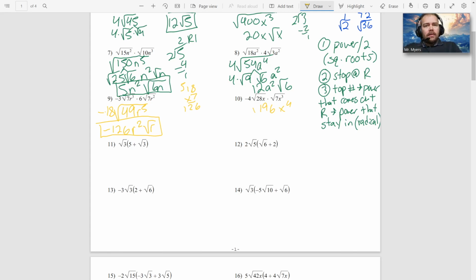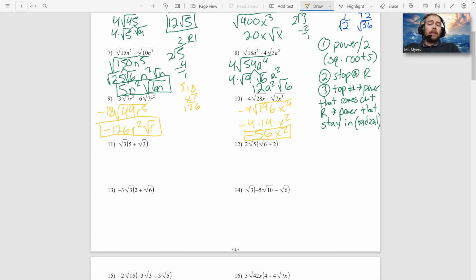So then all of that is under the radical. Negative 4 out here. And actually, 196 has a square root. It's 14. So this is going to be negative 4 times 14 times x squared. So then that's going to be negative 56, x squared. Everything came out that time. That was nice. Okay, so then here we've got, we're going to have to distribute.